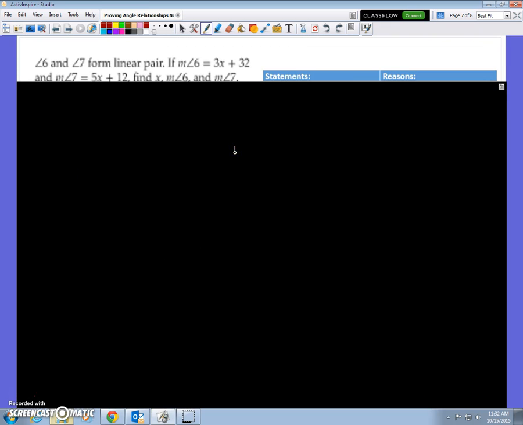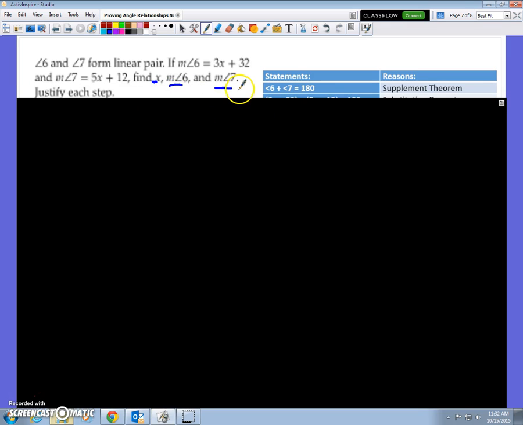It says angle 6 and angle 7 form a linear pair. So that tells you that they should be adding up to 180 degrees if we know anything about linear pairs. It also tells us the measure of angle 6 and the measure of angle 7. We need to find three things: x, measure angle 6, and measure angle 7. Justify each step. So that tells you we're making a proof.